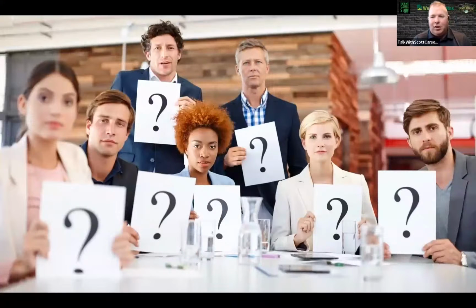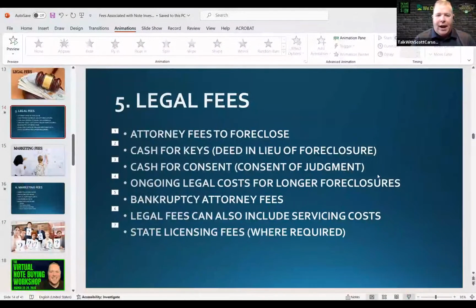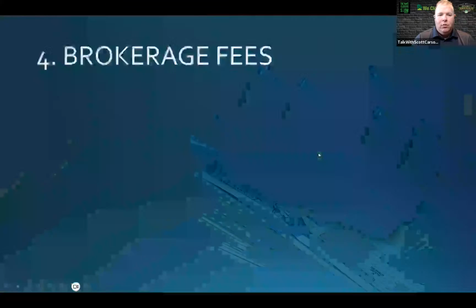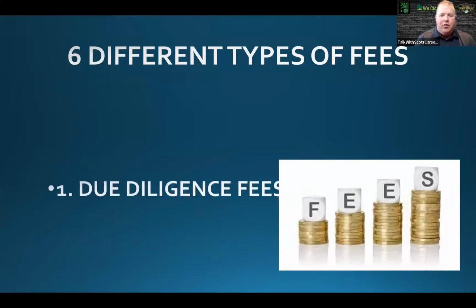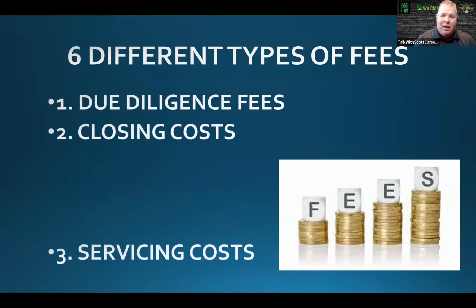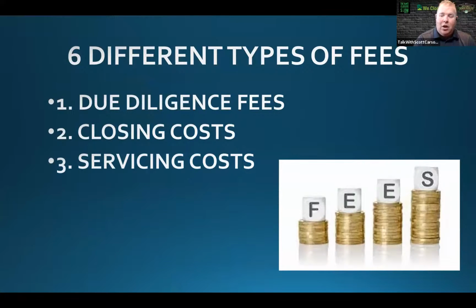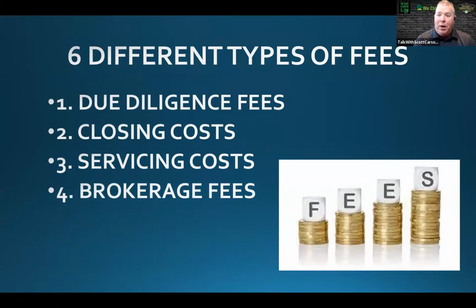Questions, comments, concerns. Let's do a quick recap here on the different types of costs again. There are 6 different costs or fee types. Once again, those fees include due diligence costs on the upfront side, closing costs, closing on the deal, servicing costs for maintaining the loan, working through the performing and non-performing, brokerage fees, paying people or brokers to send you deals and stuff like that, legal fees to foreclose, bankruptcy, licenses costs, things of that association.